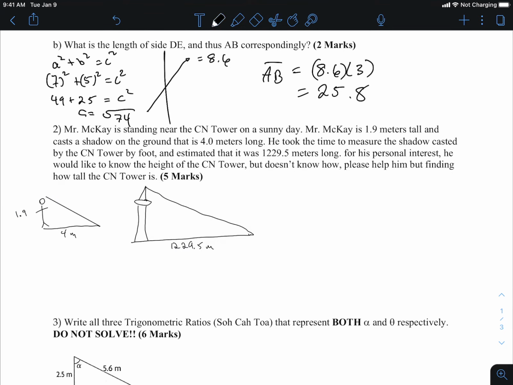Okay. How do I figure out how much bigger it is? Scale factor. So let's find the scale factor. I'm going to find the 2 shared side lengths. They're the ones that look similar. And you could do one of 2 things. You could divide them, or, well, it just depends on which one you put on top. So I'm going to put 1229.5 on top, and I'm going to divide by 4. That's going to give me a number. Who has that number?